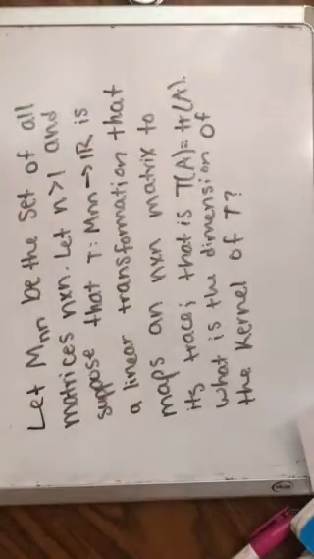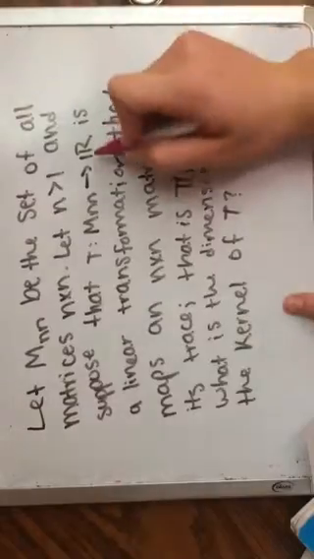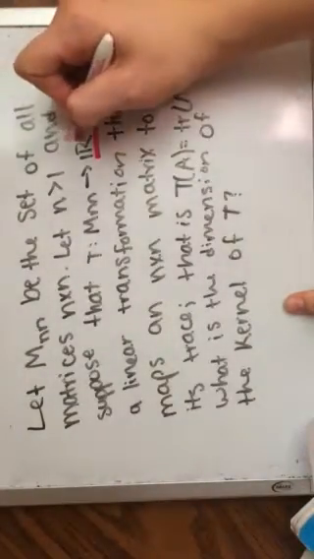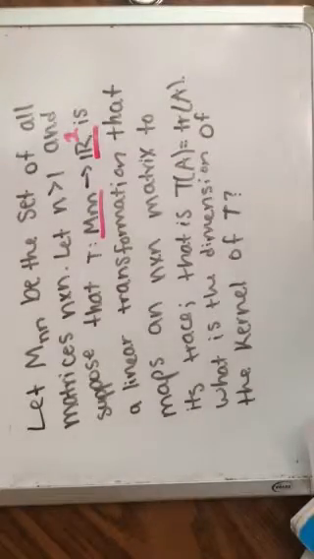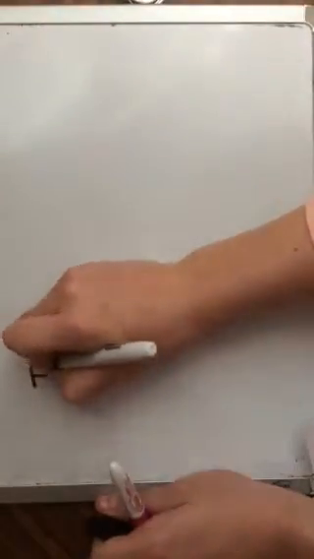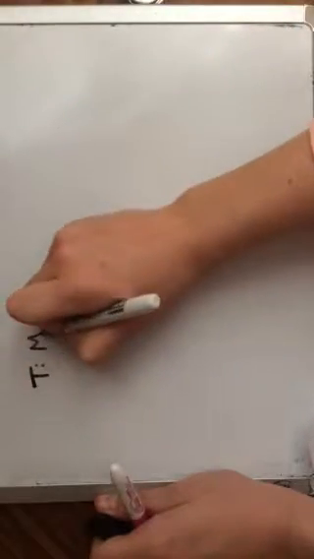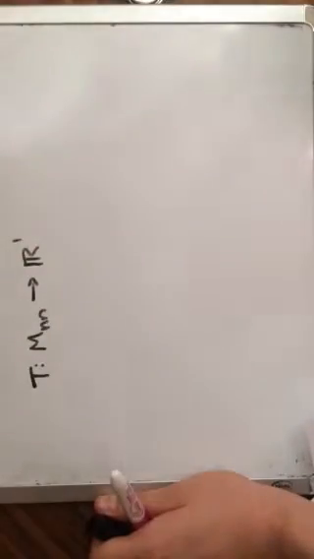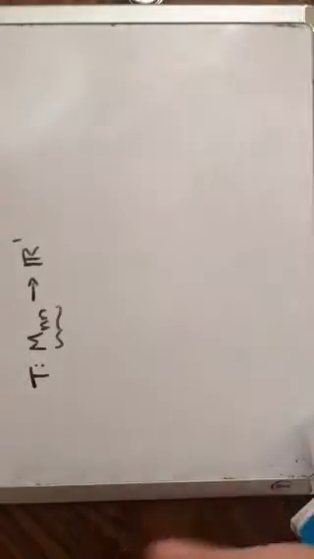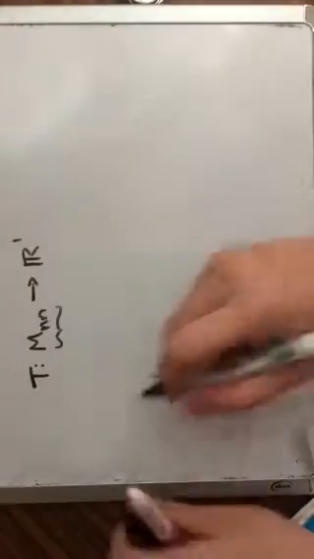To start this problem, we need to know the dimensions of the vector spaces. Here we have R, which means that it is R1. Here, however, we are not yet sure what the vector space for an n by n matrix is. To find this, we will do some examples. Our original problem stated that T was a linear transformation that mapped Mnn to R1. To find the dimension of the vector space for Mnn, we will do two examples.